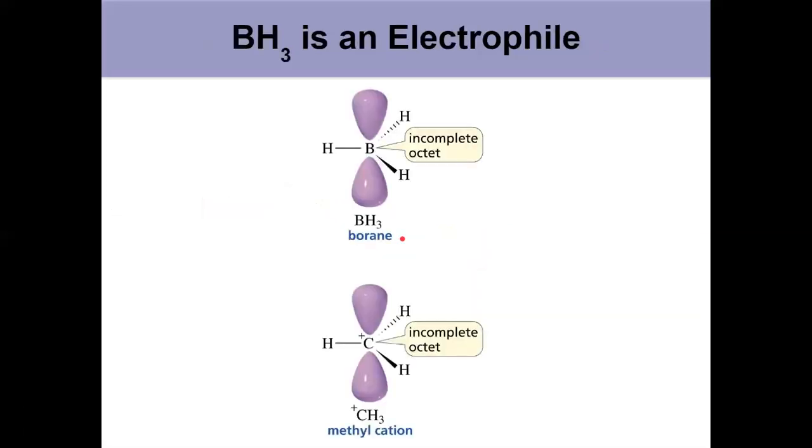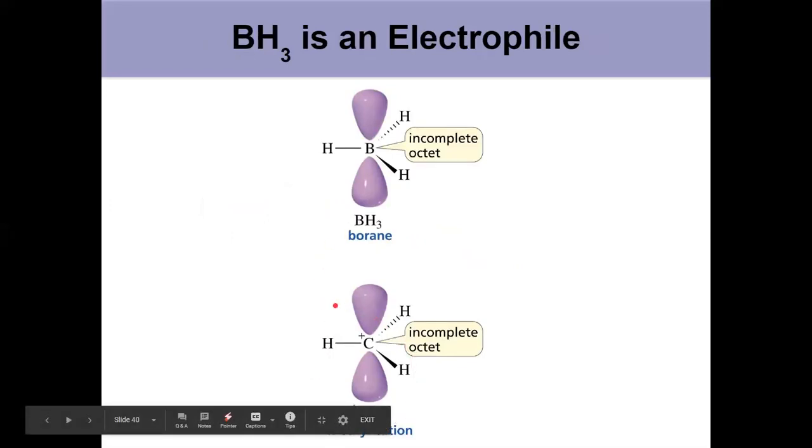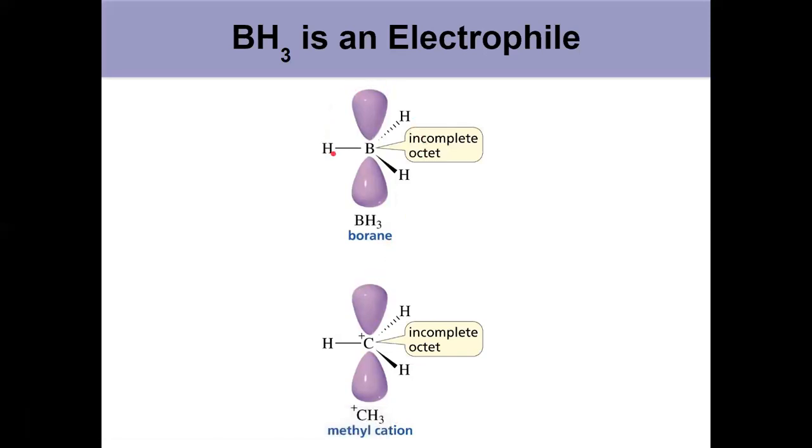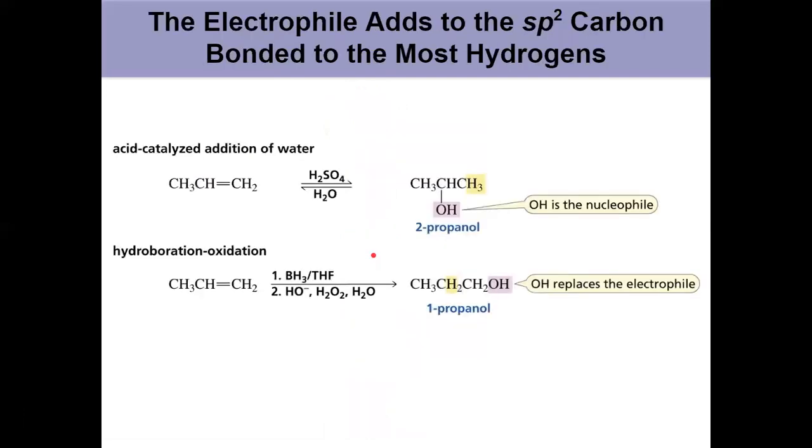So why does borane act as an electrophile here? Just like the methyl cation that we've seen before, BH3 has an incomplete octet. And if you go back and check the notes when we learned about electrophiles, that is one of the criteria for finding an electrophile. That incomplete octet means we have an empty p orbital that can accept electrons. So that's what's acting as our electrophile here. The nucleophile, as we'll see in a second, ends up being hydride, one of those hydrogens that's bonded to boron.